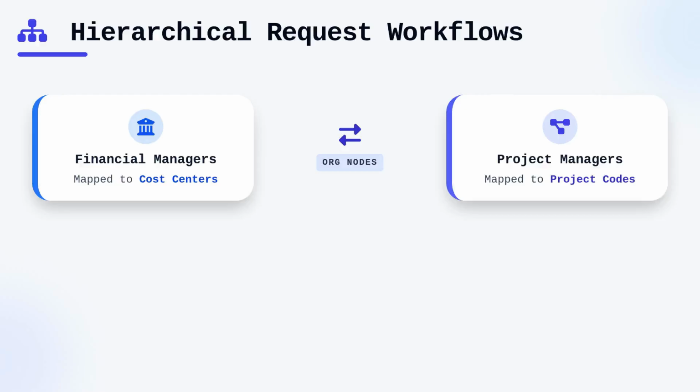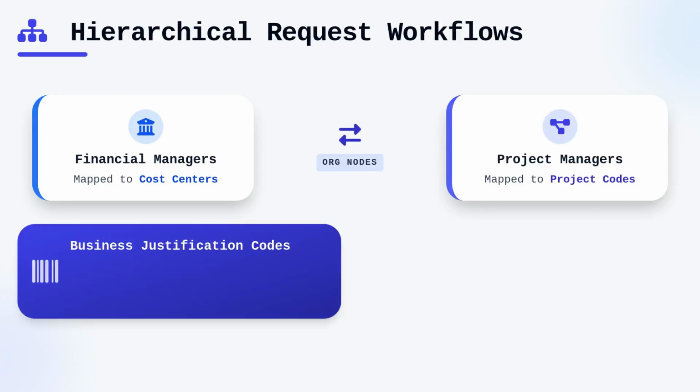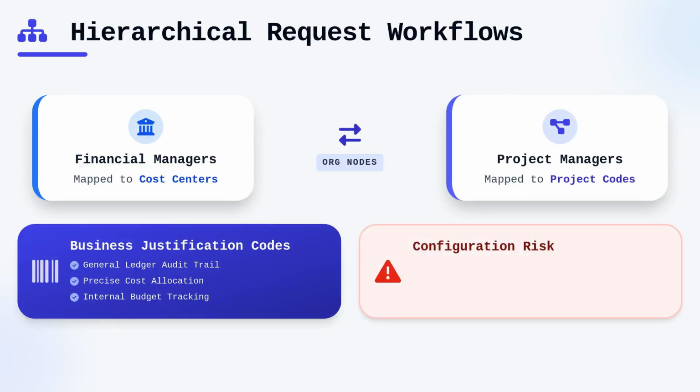When implementing these workflows, consider the use of business justification codes, which provide the audit trail necessary later in the general ledger reporting. These codes allow for precise cost allocation, turning a generic purchase into a trackable expense mapped directly to an internal budget. If you configure these incorrectly, you risk losing visibility into where capital is actually flowing, effectively decoupling the procurement activity from the corporate budgetary control mechanism.